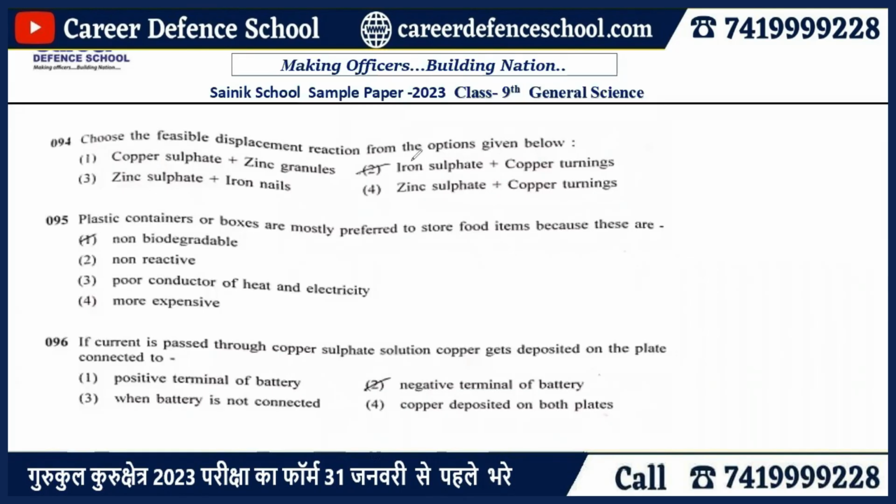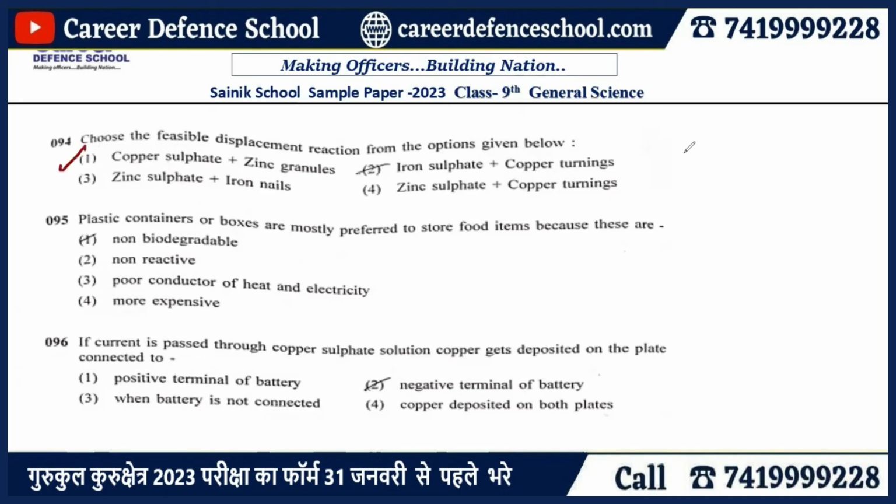Choose a feasible displacement reaction from the options given below: copper sulfate plus zinc granules, copper or zinc, iron sulfate or copper turnings, zinc sulfate or iron needles, or zinc sulfate or copper turnings. In a displacement reaction, the more reactive metal can displace the other from its salt. Okay. So the correct answer for this question 94 is option number 1.